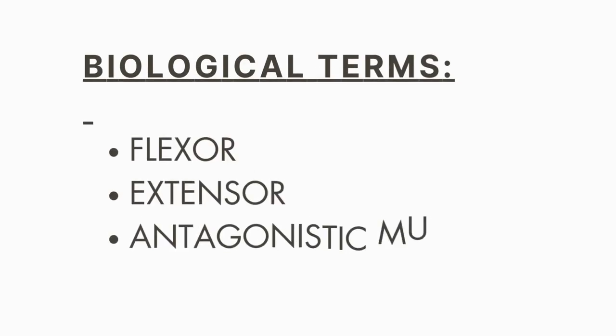Moving on, these are some biological terms that you have to become familiar with before diving further into today's topic, which are the flexor, extensor, and antagonistic muscle. And I believe that in the previous subtopic, we have learned what antagonistic muscles are. So therefore, I won't elaborate any further. On the other hand, flexor means to bend, whereas extensor means to extend, or in another word, to straighten, untuk menegakkan.